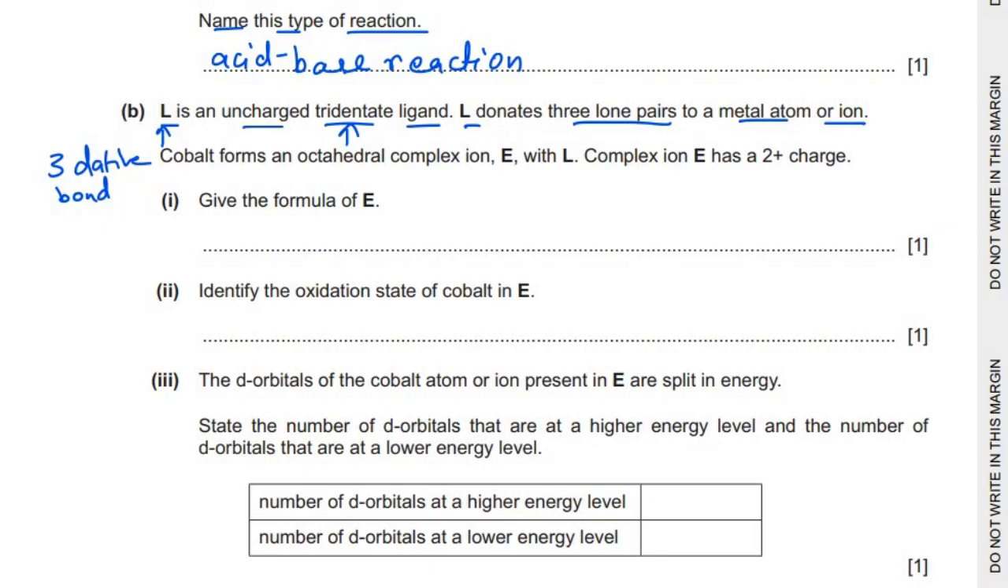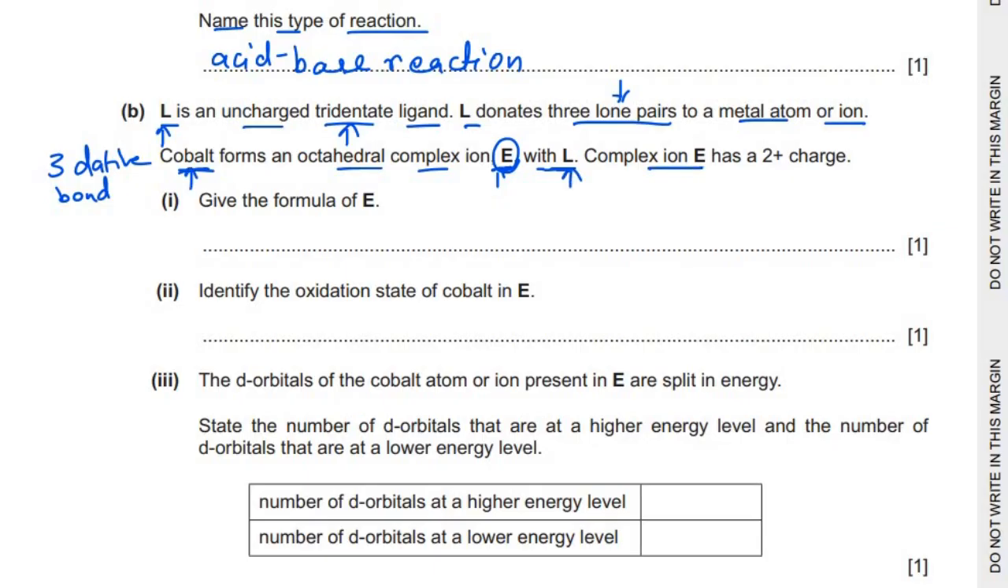So L donates 3 lone pairs to the metal atom or ion. Now cobalt forms an octahedral complex ion E. The complex formed is E with the ligand L. So what is happening? Understand again. Cobalt metal forms an octahedral complex E. So E is the complex ion formed when cobalt reacts with the ligand L.